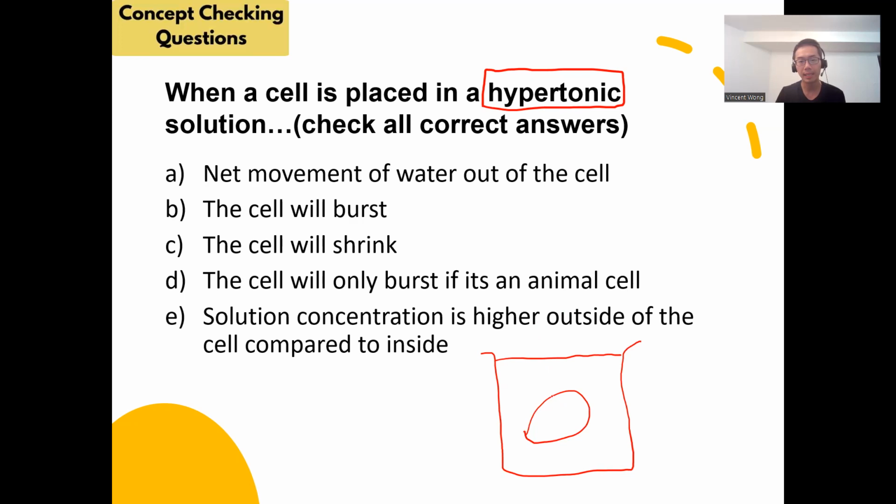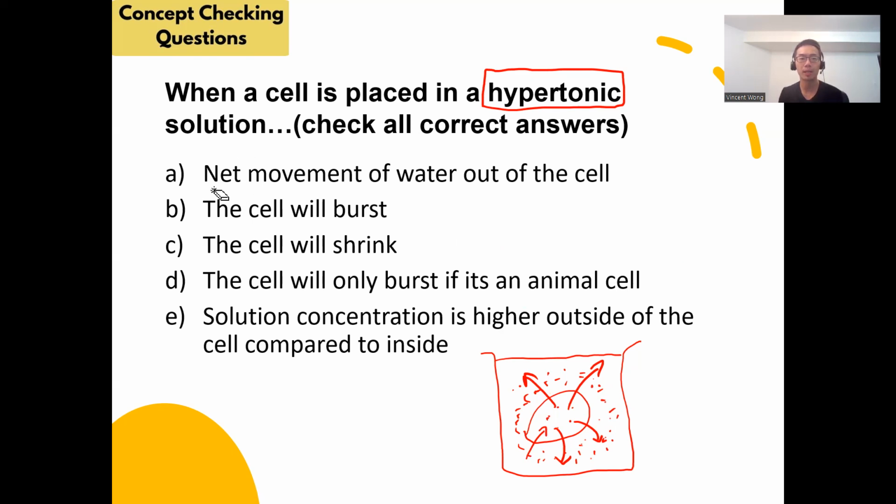Hypertonic means they're more solid inside than outside. Okay, so sorry, the other way around. See, it's easy to get confused, right? So hypertonic is more solid outside than inside. So water will be leaving the cell. These arrows represent water. I mean, some will come in, but most will be leaving, right?